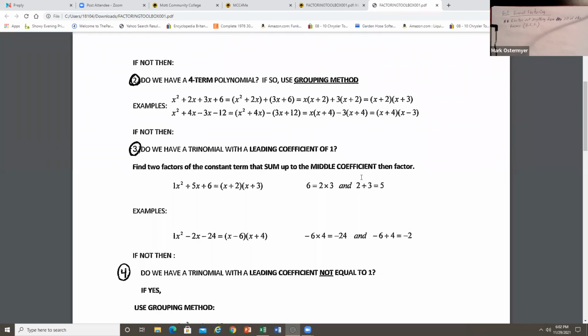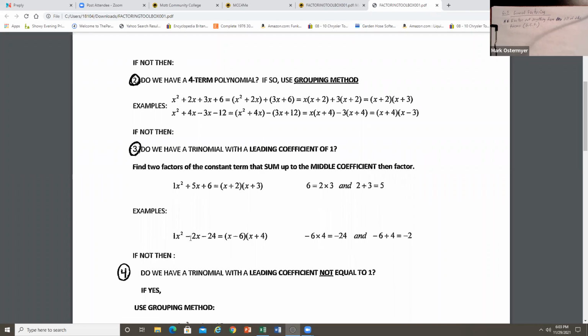If not, if it's not a 4-termer, do you have a trinomial? Specifically, do you have a trinomial with the leading coefficient of 1? If you do, these are the easy types to factor. All you need are 2 factors of the constant term that sum up to the middle coefficient. Once you find them, you immediately factor your trinomial into the product of 2 binomials. For instance, x squared plus 5x plus 6, 2 factors of 6 that sum up to 5 would be 2 and 3. So this factors immediately into x plus 2 times x plus 3.